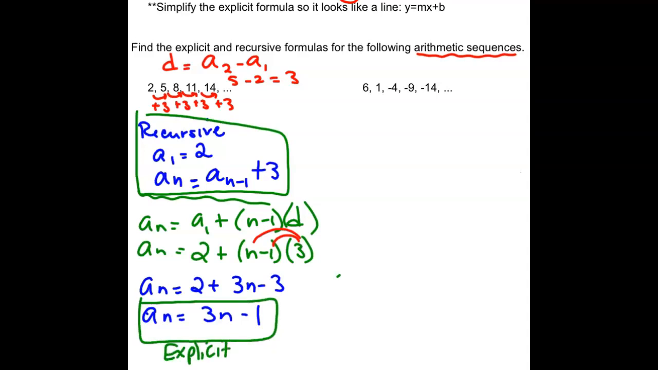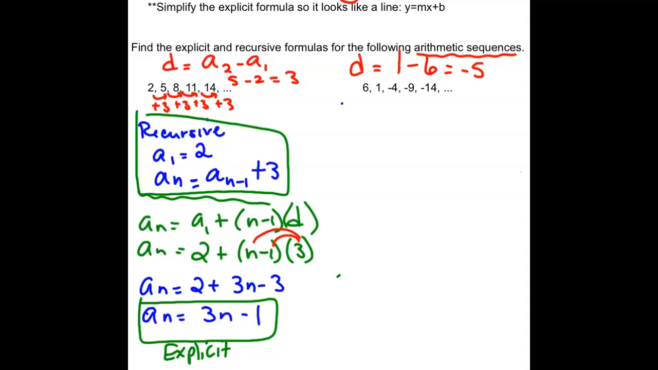Okay. Second example. We have 6, 1, negative 4, negative 9, negative 14. Again, they're telling me it's an arithmetic sequence. So to find my d value, I simply take my second term and subtract my first term. So in this case, it looks like we're subtracting 5 each time, or adding a negative 5.